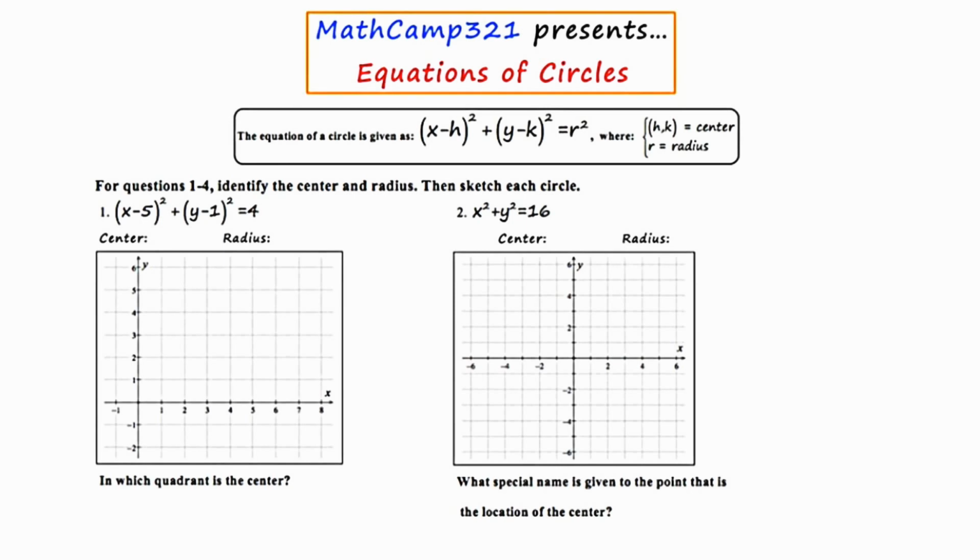The equation of a circle has a special formula, given in the rounded box as (x − h)² + (y − k)² = r², where h and k are the center and r is the radius. So we can extract the center of a circle by looking at this number here and this number here, and taking the square root of this number to get the radius.